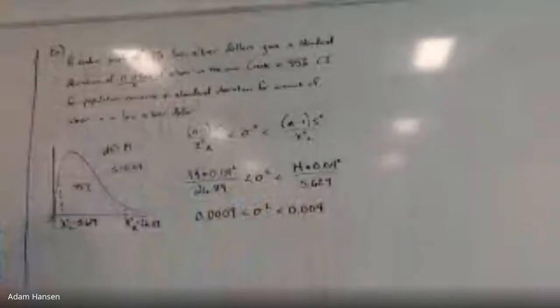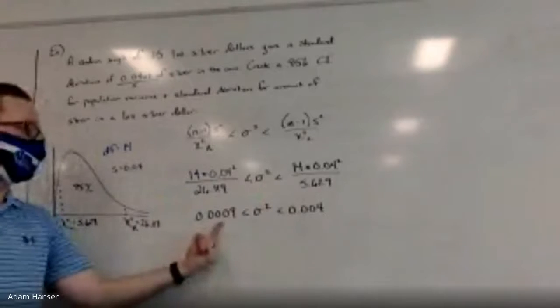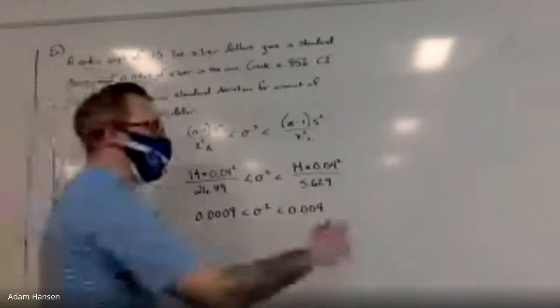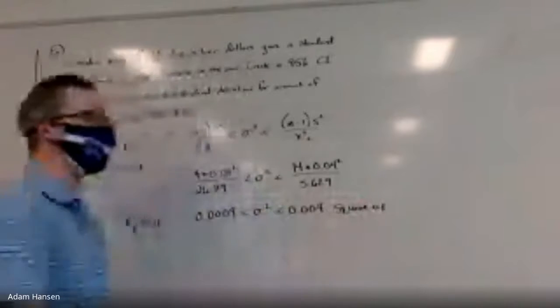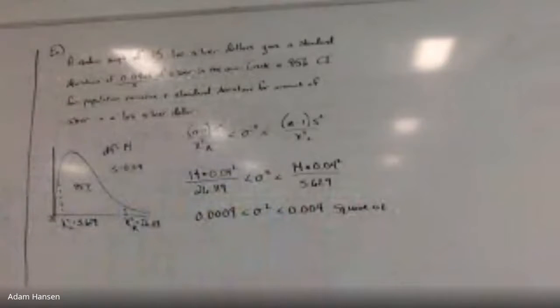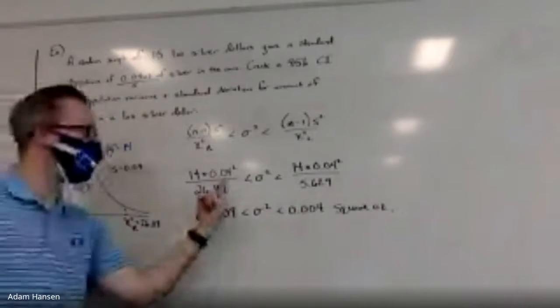The variance in the amount of silver in the silver dollars has to be between 0.0009 and 0.004 square ounces. Variance is measured in square units. When I give the weight of something, do I measure it in ounces or square ounces? I'm talking about the weight of the silver in the silver dollar. Ounces. Because I had to square something, this is measured in square ounces.